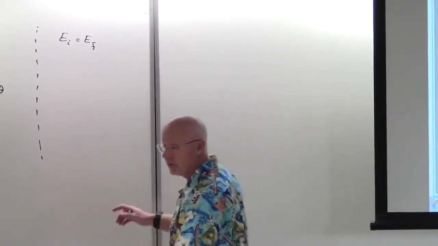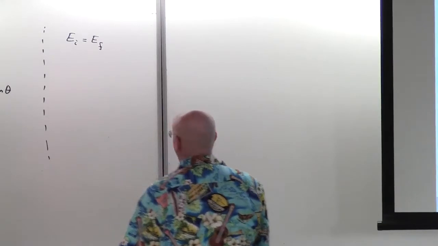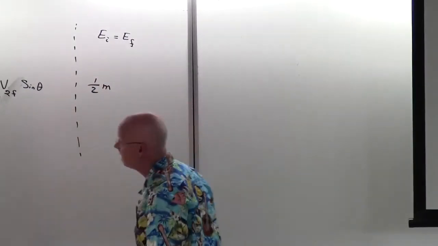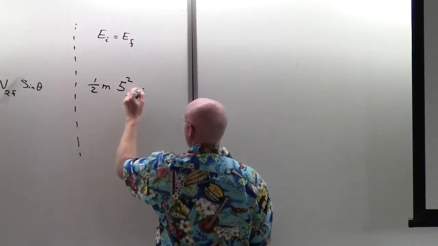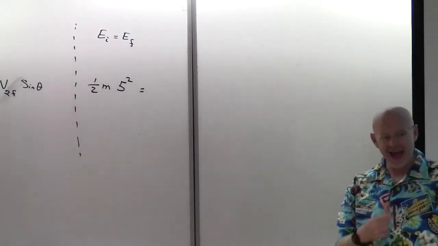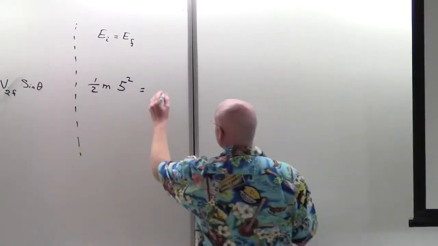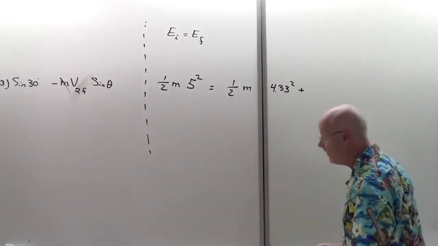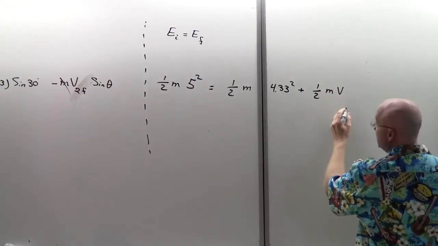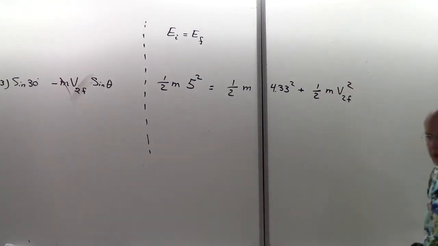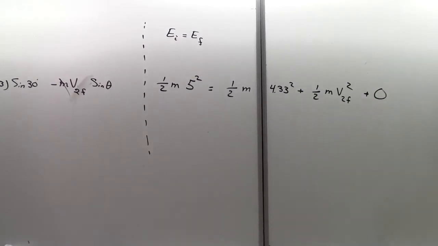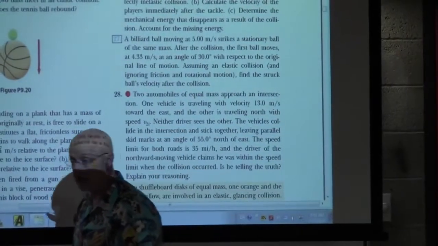But for completeness, I'm going to go on to this third equation and say, all right, what is the kinetic energy? Well, before the collision, it's that. After the collision, it's 1/2 m times 4.33 squared for the cue ball, and 1/2 m v2 final squared for the struck ball. And there's no heat here. Maybe I'll even put plus zero. But they said, go ahead and assume the collision is elastic.